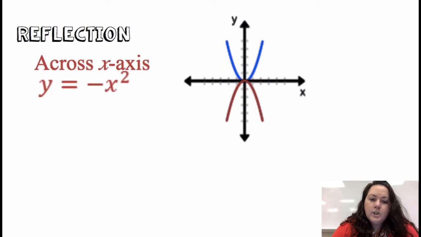And then a reflection. It can be reflected across the x-axis, which means it's going to take it from being positive to negative. So it's going to have a negative in front of the x squared, and that's going to flip it upside down. You can think of a parabola as a U shape. If it's positive, it's like a smiley face, and if it's negative, it's like a frowny face.